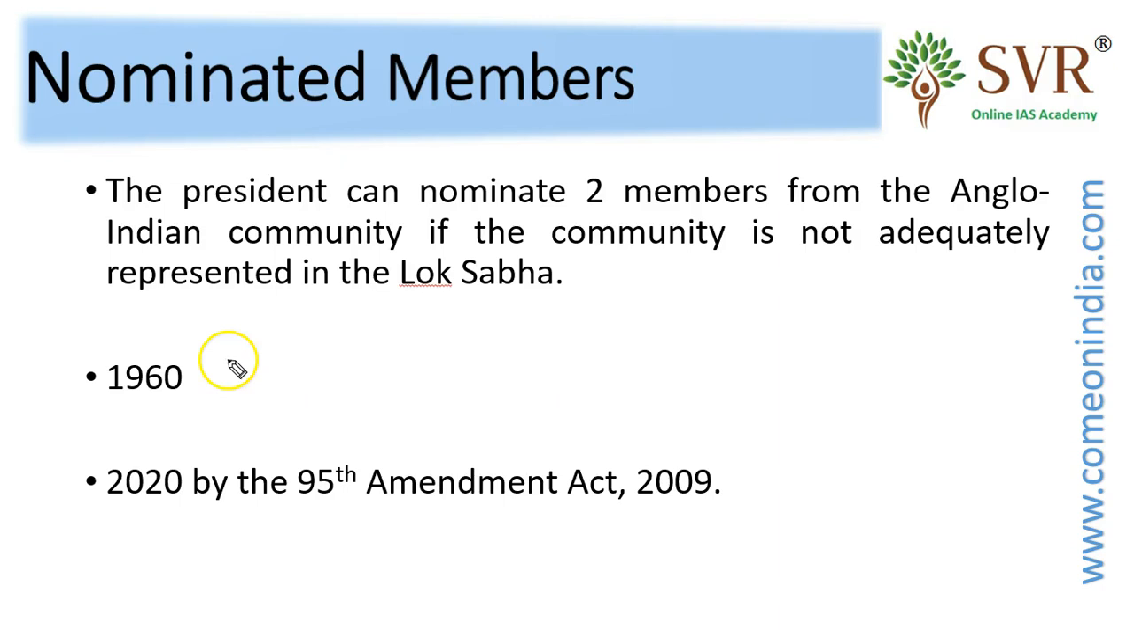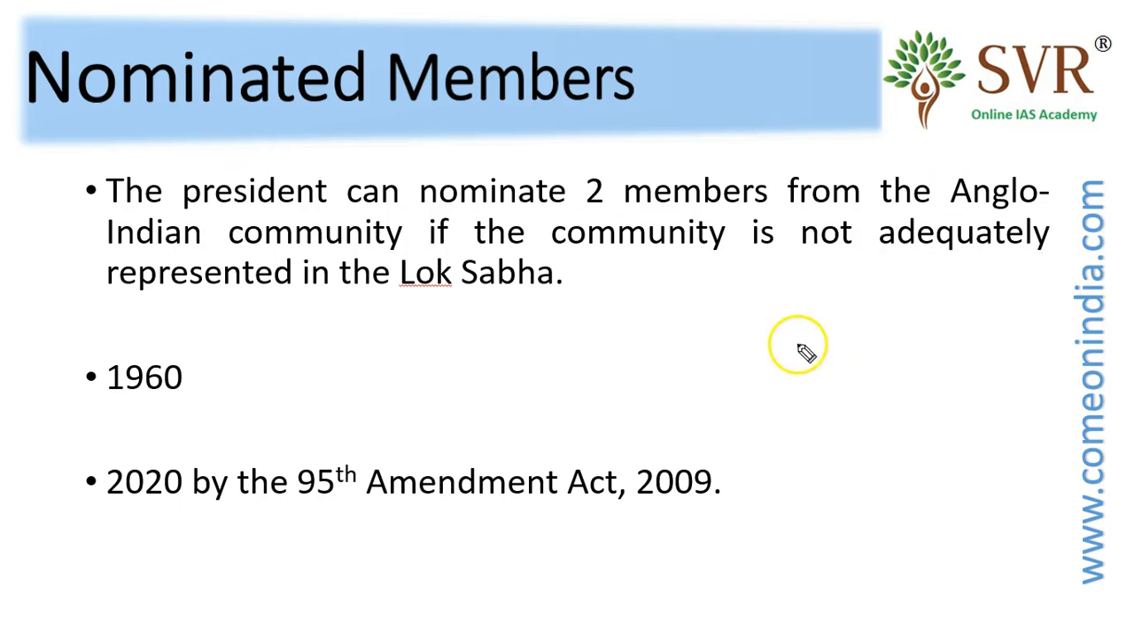The third mode by which the Lok Sabha seats can be filled is by means of nomination. The Constitution of India has provided certain provisions for the President of India to nominate up to 2 members from the Anglo-Indian community to the Lok Sabha. The reason is, if the members of the Anglo-Indian community are not adequately represented in the Lok Sabha, then the President has the power to nominate 2 members.